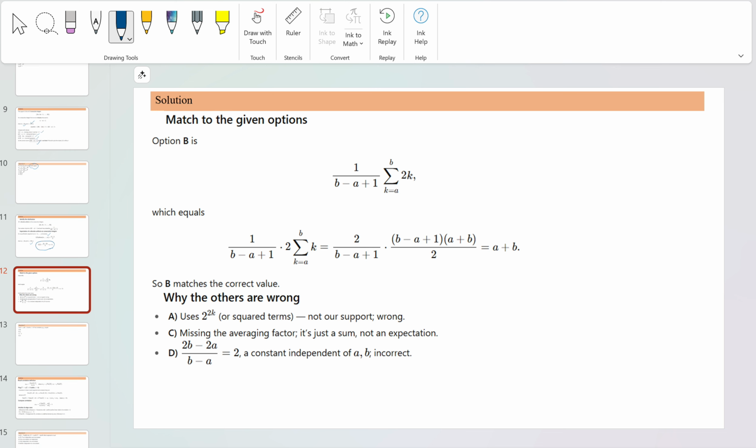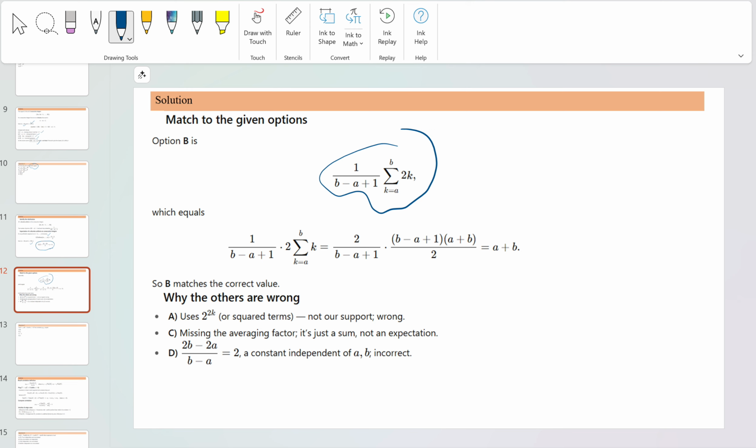So it is matching with option B, where you can see that 1 upon b minus a plus 1, summation of k from a to b of 2k, which is equal to 1 upon b minus a plus 1 into 2 summation of k from a to b, which is equal to 2 divided by b minus a plus 1 into b minus a plus 1 into a plus b by 2, which is equal to a plus b. So B matches the correct value.